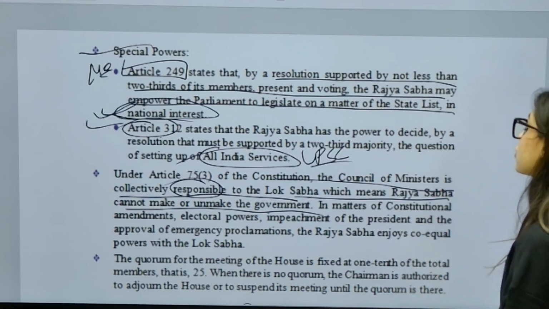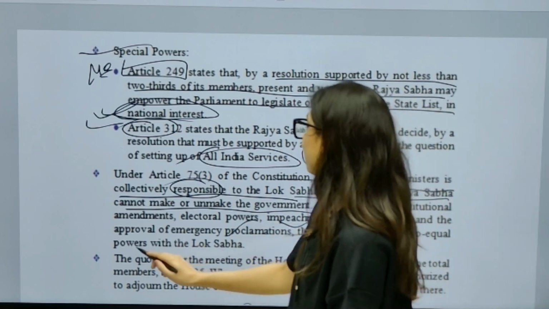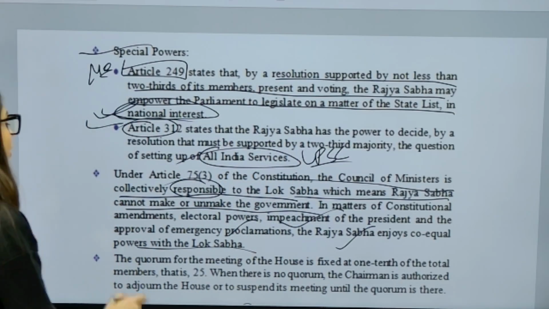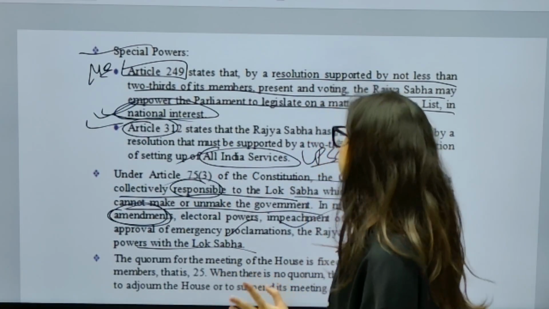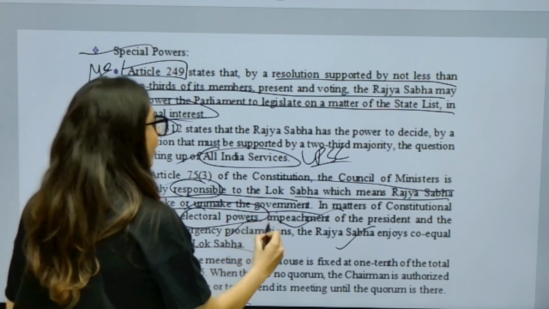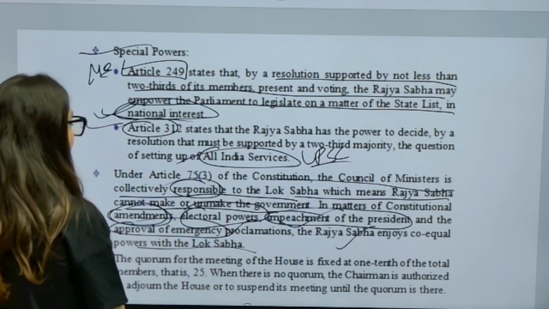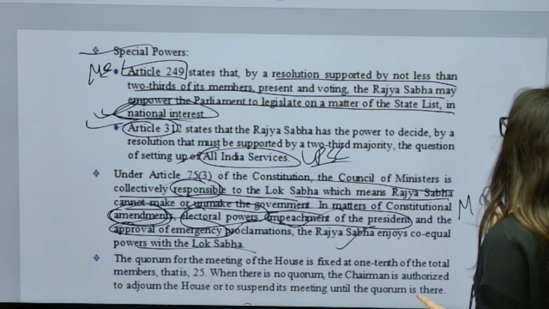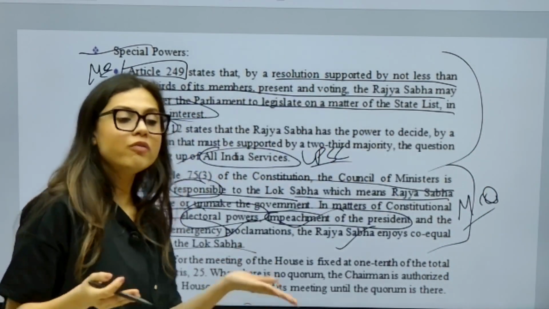In matters of constitutional amendments, electoral powers, impeachment, and emergency, Rajya Sabha enjoys equal power. So in which cases does Rajya Sabha enjoy equal power? In constitutional amendments, when we are changing the constitution, Rajya Sabha has equal power. Second, electoral powers. Third, in impeachment, when we are removing the president, Rajya Sabha has equal power. And on approval of emergency, Rajya Sabha and Lok Sabha have equal power. You have to remember this for your MCQ. This is Rajya Sabha's special power, and the cases where it has equal power to Lok Sabha.